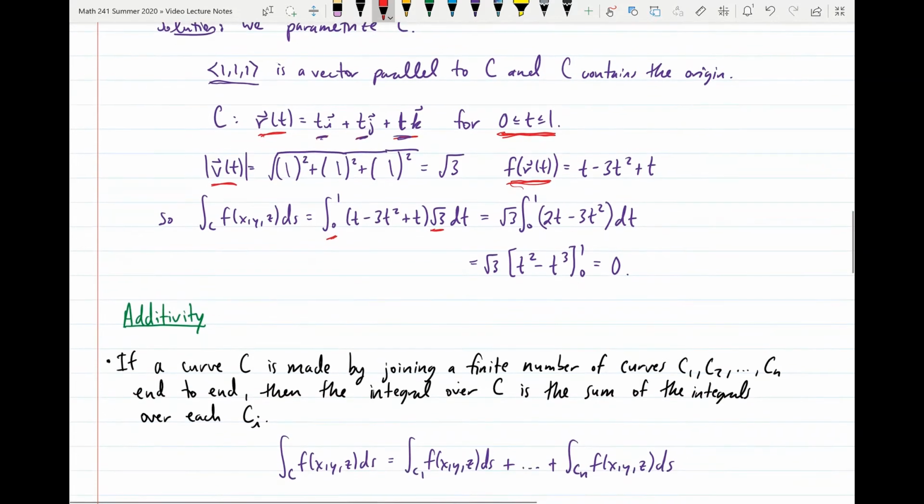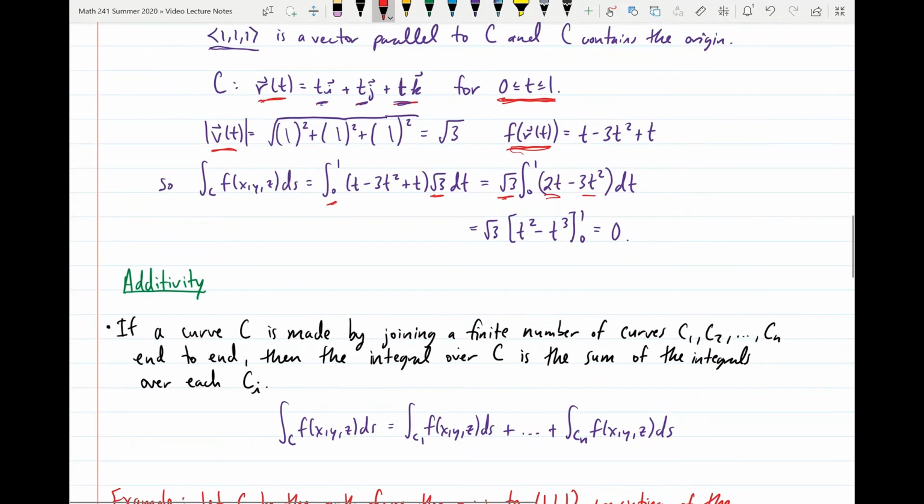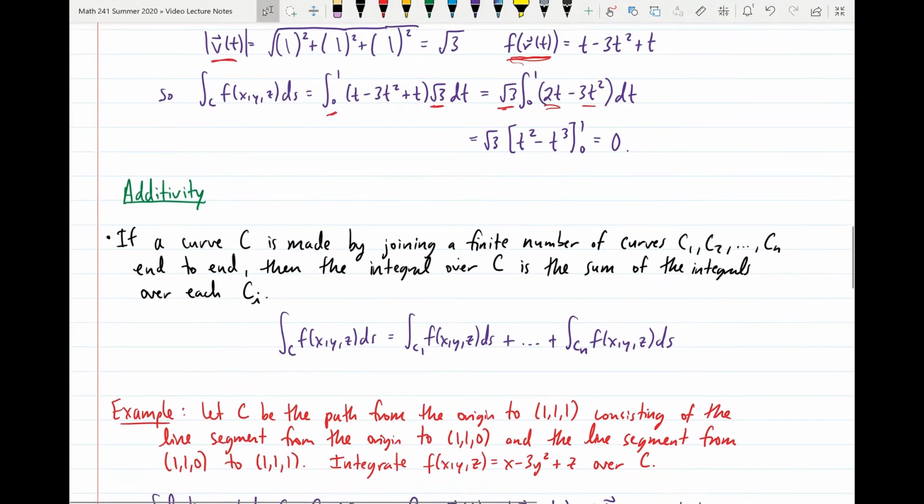And at this point, it just becomes a problem from Calc 1. So we're just solving this integral here. We can pull the square root of 3 out, and we're left with 2t minus 3t squared. And that'll give us the square root of 3 multiplied by t squared minus t cubed, evaluated from 0 to 1, which ends up just being 0.